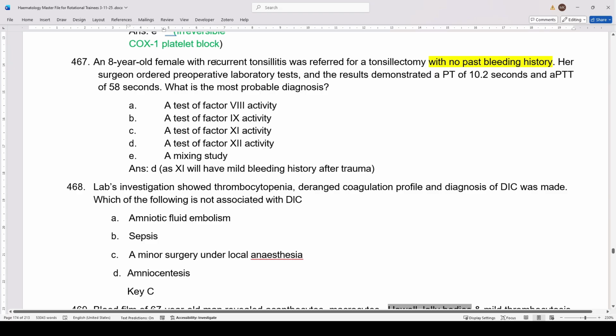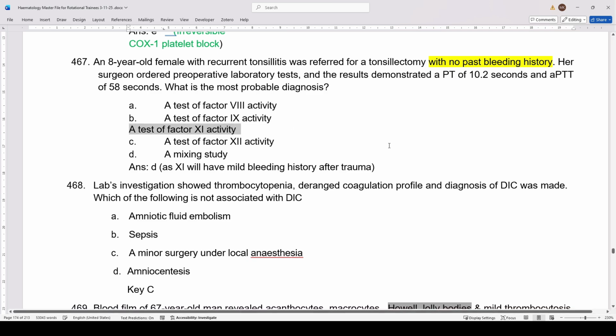An 8-year-old female with recurrent tonsillitis was referred for a tonsillectomy with no past bleeding history. Her surgeon ordered pre-operative laboratory tests, and the results demonstrated a PT of 10.2 and APTT of 58. So APTT is prolonged in this case. What is the most probable diagnosis? As I told you before, it is a case of factor 11 or 12. No, it is 12, because here they are saying no past medical history. If they had given a history of some bleeding, then of course we would go for factor 11 deficiency.